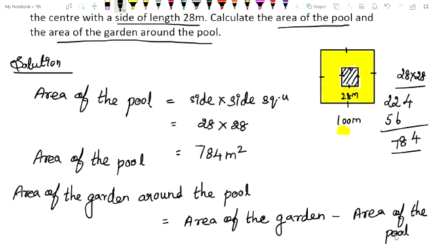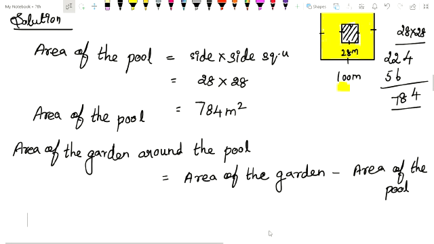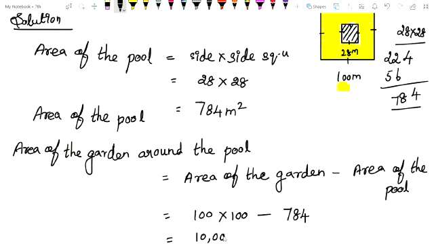So, the area of the pool we know, 784 meters square. We need to find out the area of the garden. So, the garden is in the shape of a square. So, the area of the square we need to find out. What is the formula, children? Area of the square, side into side. Here, the side of the garden is 100 meter. So, 100 into 100 minus 784. So, 100 into 100, what will you get, children? 10,000 minus 784. Now, subtract this.